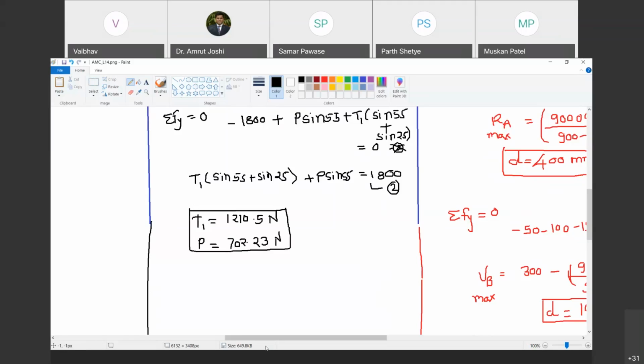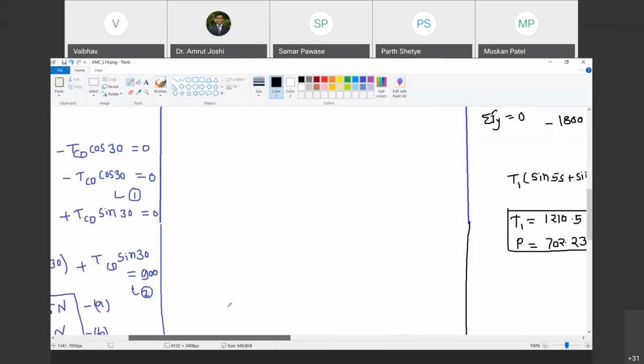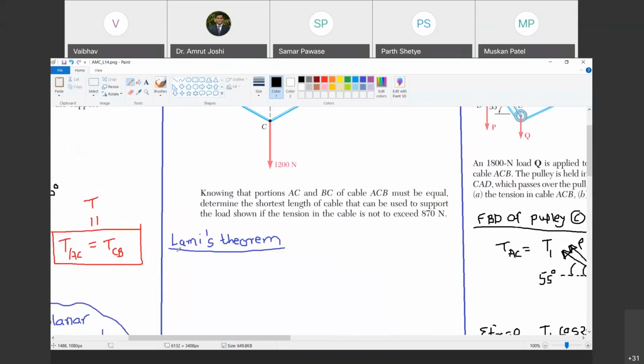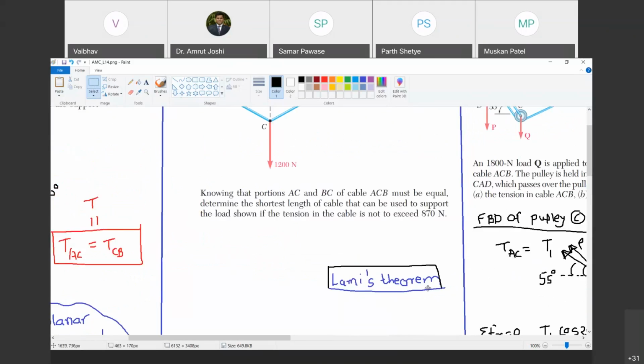Now let us solve the last problem where we are now enriching our concepts by a new theorem, and that is called Lami's theorem. But I am not going to straight away tell you the statement of Lami's theorem. Instead of that, let us read the problem first.